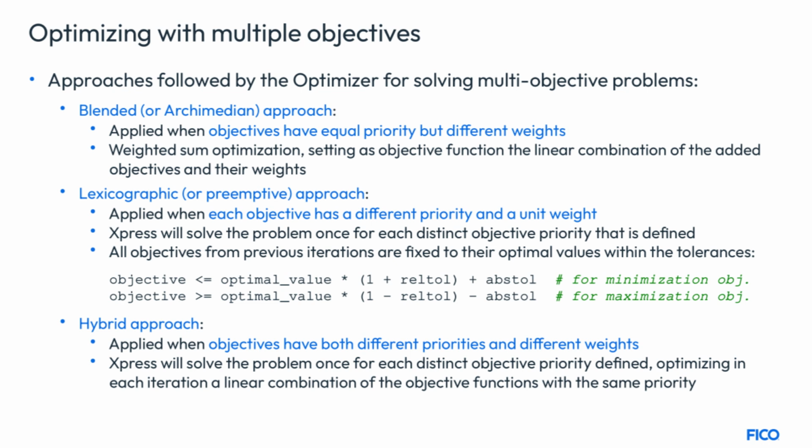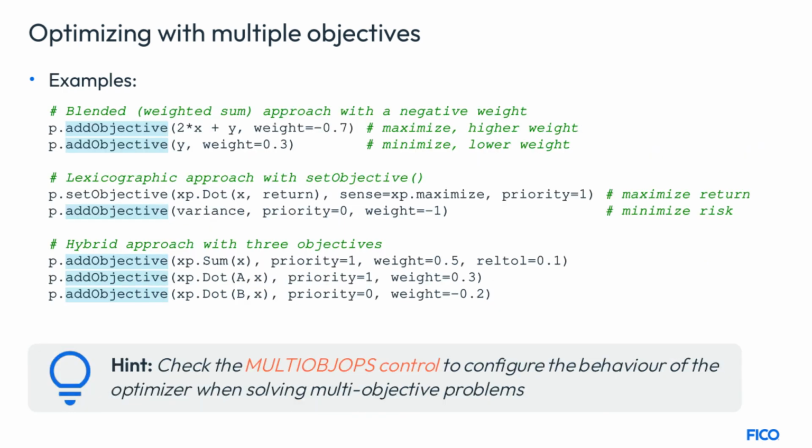In cases where objectives have both different priorities and different weights, a combination of the two previous approaches will be applied. The solver will run a lexicographic approach by solving the problem for each priority level from highest to lowest, but in each iteration, it will optimize the linear combination of all objectives with that priority level. The following examples showcase the use of the three methodologies.